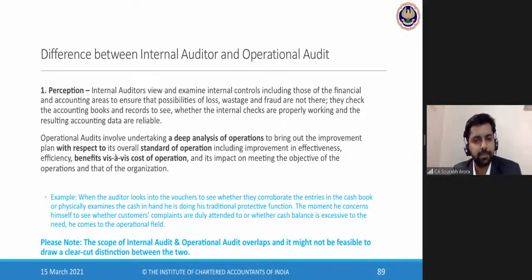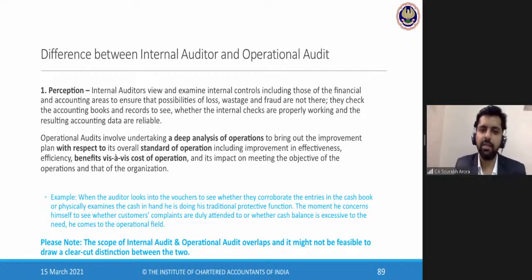First is the perception. Internal auditors are generally concerned with the internal controls only, and especially that of financial and accounting areas. They check the accounting books and records to see whether the internal checks are properly working and the resulting accounting data are reliable. Operational audit involves deep analysis of operations.